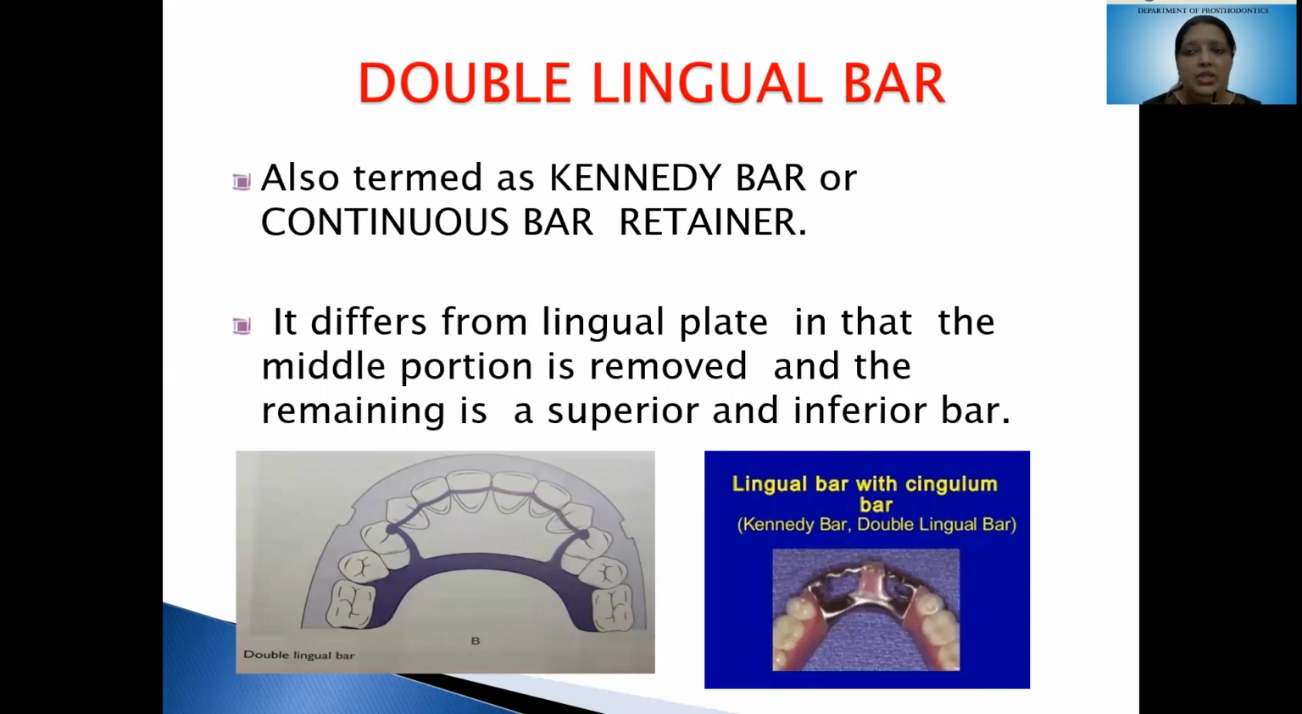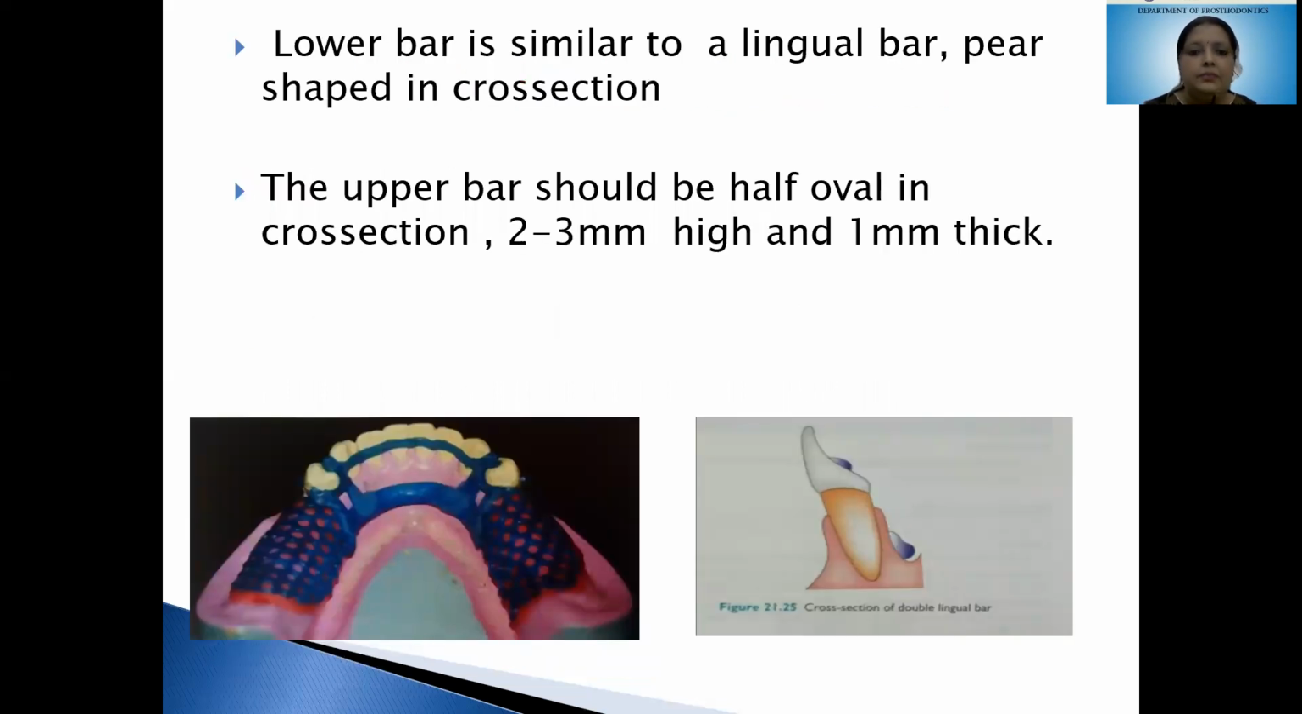The next major connector that we are going to look at is our double lingual bar, which is also called the Kennedy's bar or continuous bar retainer. It looks similar to a lingual plate, but the central portion has been removed and is hollow. There is a superior bar, an inferior bar which looks like the lingual bar, but the middle portion has been cut out and removed. That is your double lingual bar or Kennedy's bar.